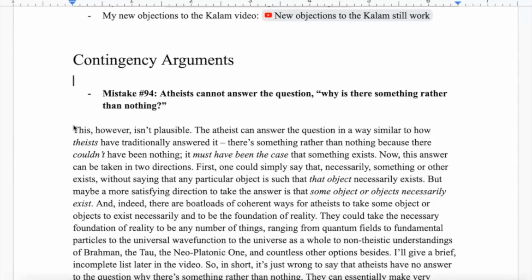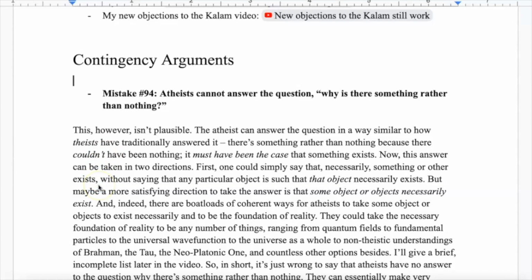Now, this answer can be taken in at least two directions. First, one could simply say that necessarily something or other exists, without saying that any particular object is such that that object necessarily exists. But maybe a more satisfying direction to take the answer is that some object or objects necessarily exist. And indeed, there are boatloads of coherent ways for atheists to take some object or objects to exist necessarily and to be the foundation of reality. They could take the necessary foundation of reality to be any number of things, ranging from quantum fields to fundamental particles to the universal wave function to the universe as a whole to non-theistic understandings of Brahman, the Tao, the Neoplatonic One, and countless other options besides.